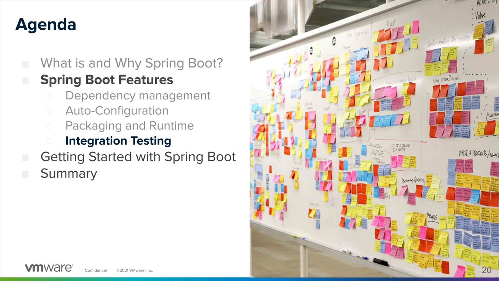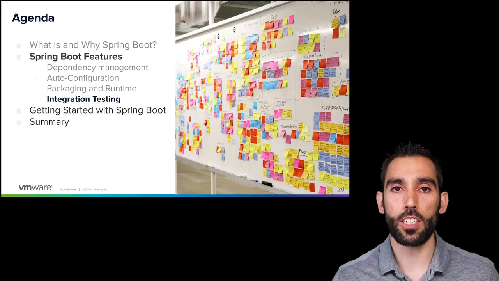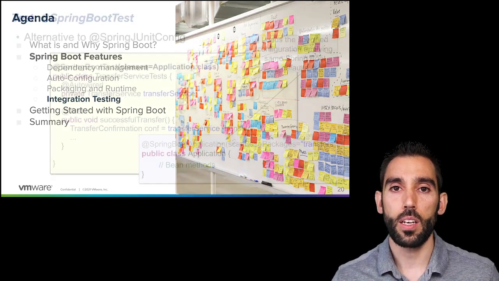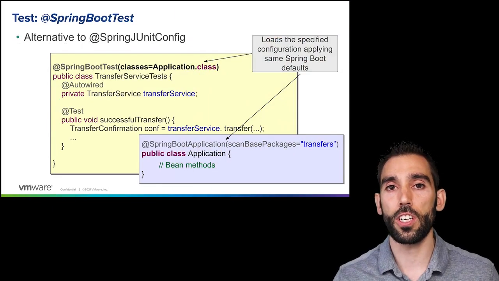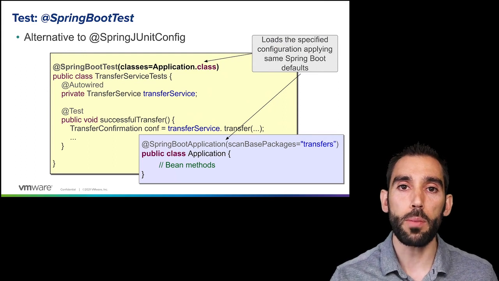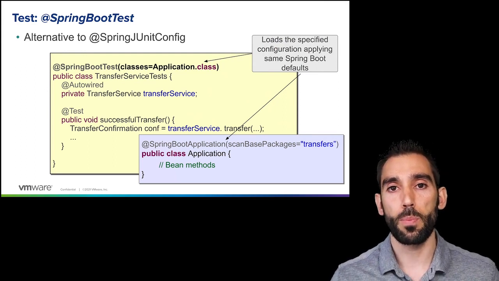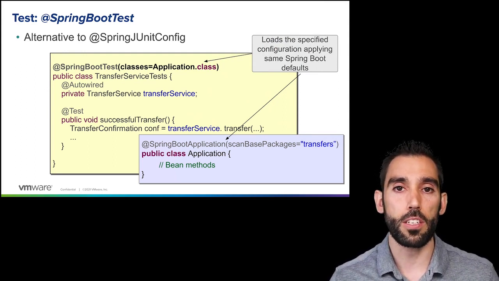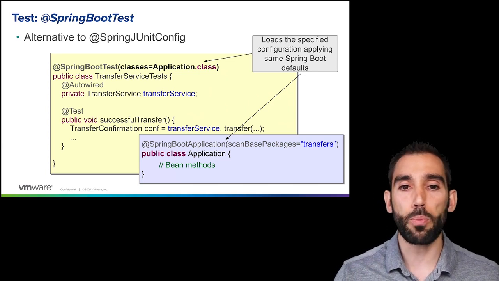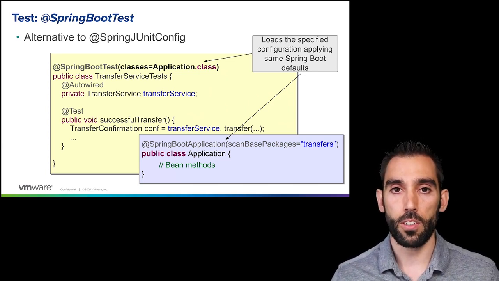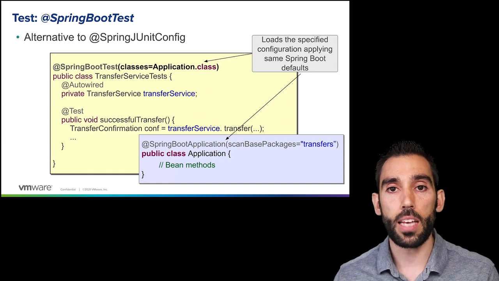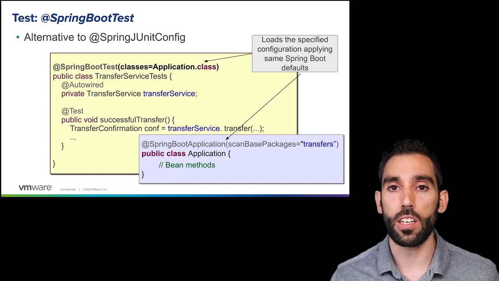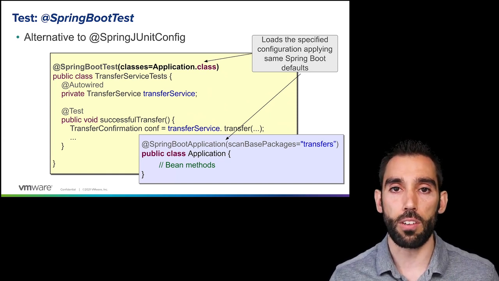Now, let's move into the next section, which is integration testing. We have seen how to bootstrap the application context in a test environment. But was that application context started the same way a Spring Boot application is started? Probably not, and the main reason is because we have been using the @SpringJUnitConfig annotation. So that was basically picking some classes and creating the application context, but there was no auto configuration.